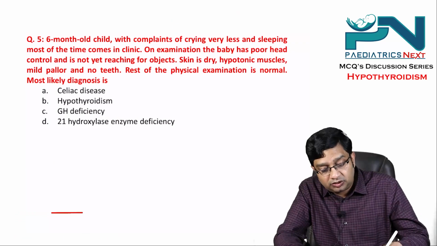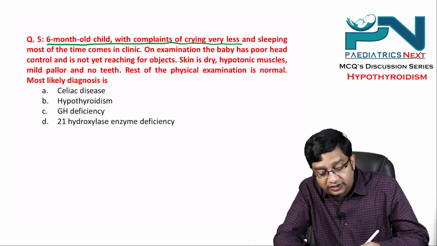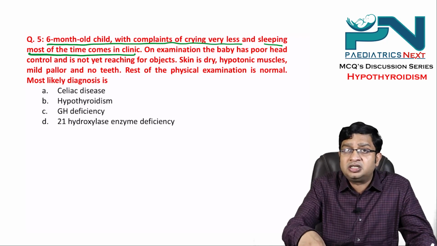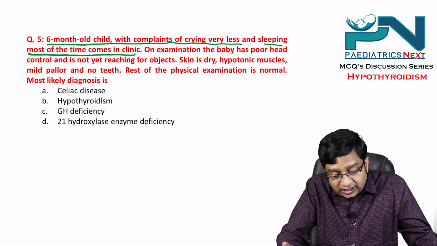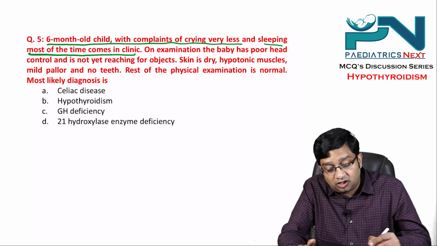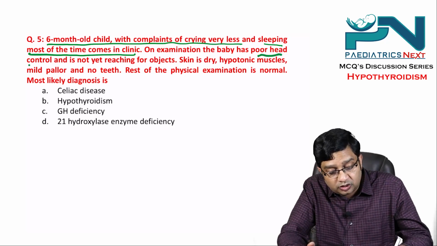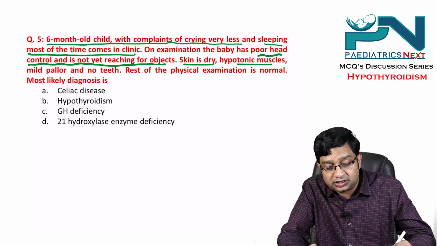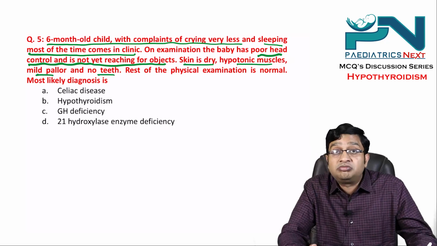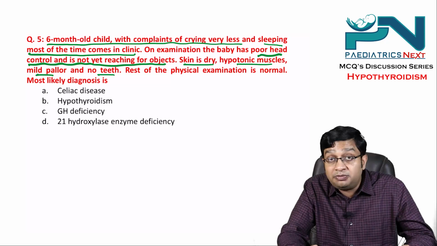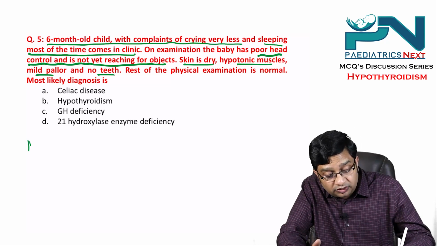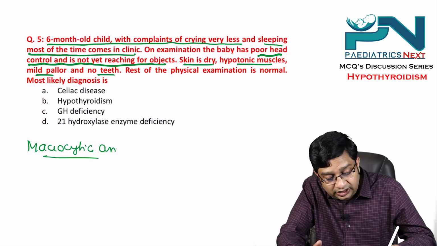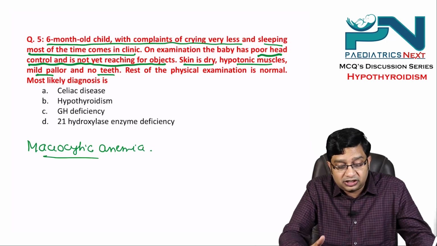Fifth, 6-month-old child with complaints of crying very less and sleeping most of the time comes in clinic. That means child is lethargic, because cry is a normal thing in a child. Child is crying less, sleeping, child is lethargic. On examination, the baby has poor head control and is not yet reaching for the objects. Skin dry, hypotonic muscle, mild pallor, no teeth. Mild pallor, no teeth, anemia, because in hypothyroidism, what you get is the macrocytic anemia. Rest of the physical examination is normal.